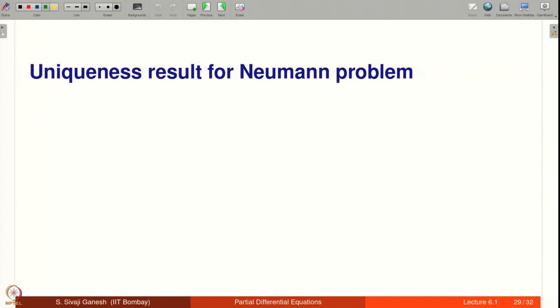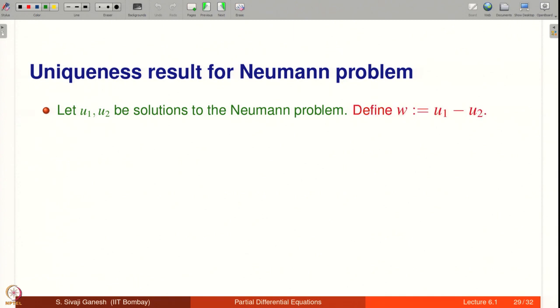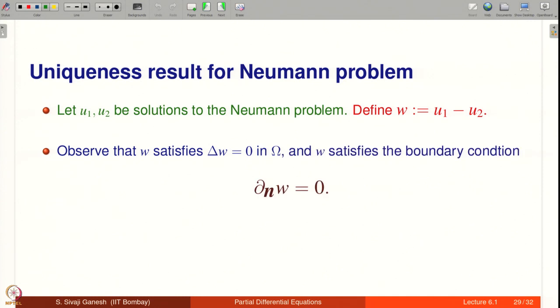Now let us look at Neumann problem. Let u1, u2 be solutions to Neumann problem. Consider the difference u1 minus u2, call it w. Look at the problem satisfied by w. Laplacian w will be equal to 0 and normal derivative of w equal to 0 on the boundary of omega.